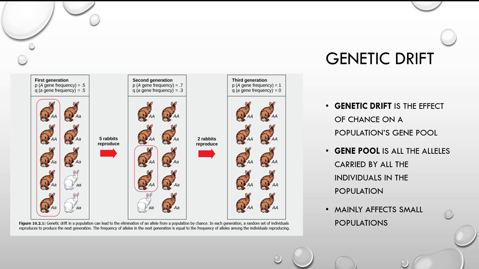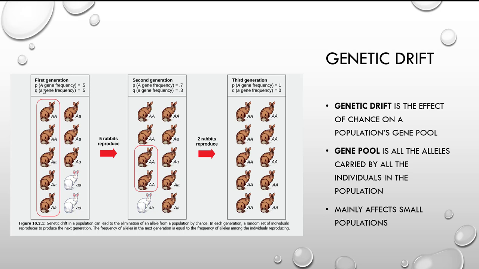So here's an example from your textbook. So we have a bunch of bunnies here, and you can see the allele or the genotypes of the bunnies. So we have homozygous recessive is white, and then the heterozygous and homozygous dominants show the brown. Okay. And in the first generation, the allele frequency is equal. So we have equal percentage, 50% have the dominant allele and 50% have the recessive allele.